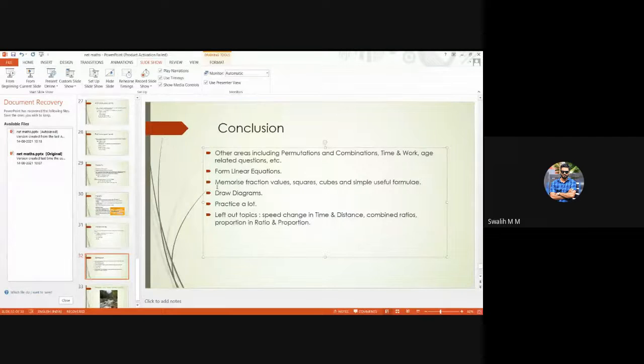Now, some topics have been left out, which are a bit more complicated. That is speed change in time and distance, combined ratios, and proportional ratios and proportion. These are a little more difficult. If you have time, you can study them by yourselves. If you don't have time, you can skip these as well. But it's better you learn these as well by yourself. Thank you. Any more questions?